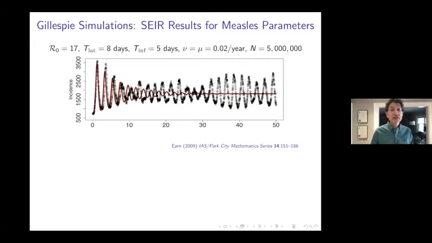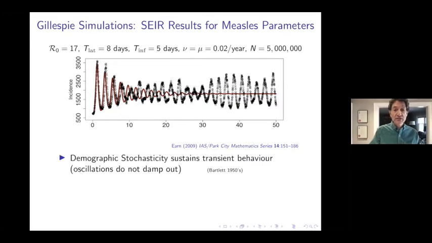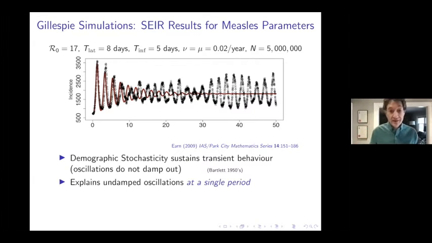Okay, well, that's a really important result that has been known since the 1950s due to Morris Bartlett. And so the transient behavior that eventually damps out in the deterministic model and converges onto an equilibrium never damps out stochastically even for realistic population sizes. So that's good. That means we actually have a simple model that creates recurrent epidemics.